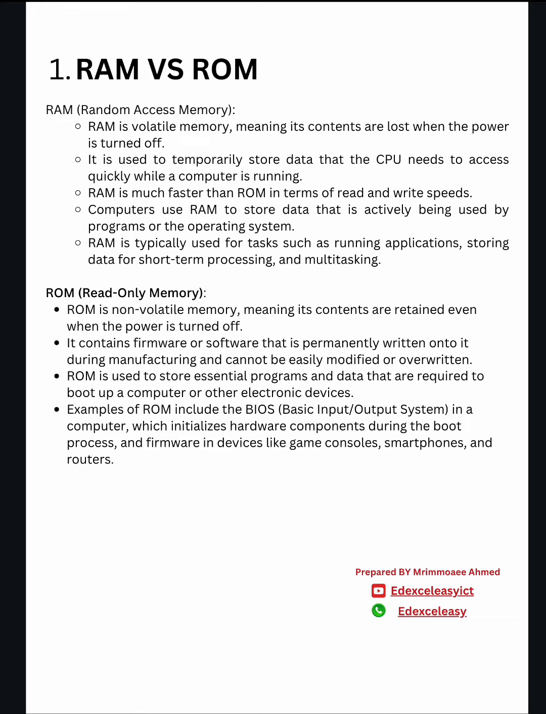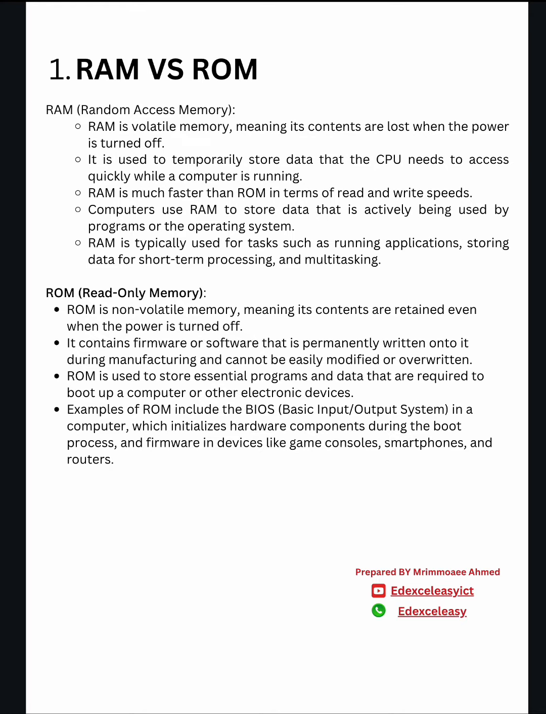Why is it accessed quickly? Because RAM is much faster than ROM in terms of read and write speed. A computer uses RAM to store data that is actively being used by a program or the operating system. RAM is typically used for tasks such as running applications, storing data for short-term processes, and multitasking.